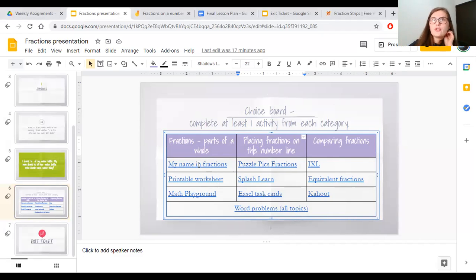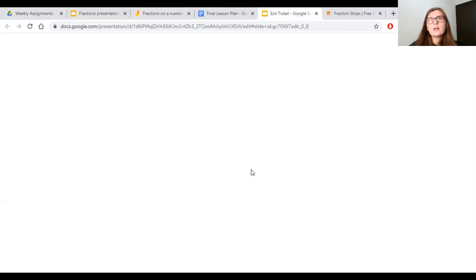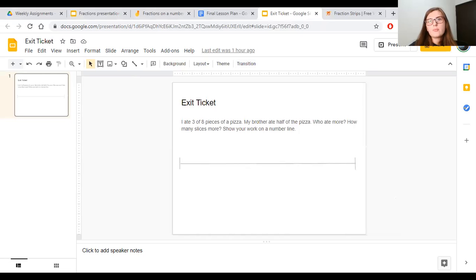So what I would like you to do is choose at least one activity from each category. If you feel like you understand, it was easy for you, you get your answers correct, then you can move on to the next category. However, if you move on to the next one and it's kind of hard for you, or maybe you're struggling in one of the categories, I would like you to do more activities until you feel prepared. Then, when you're finished, the last thing you're going to do is this exit ticket. So you can go ahead and submit this in Google Classroom. It is this problem.